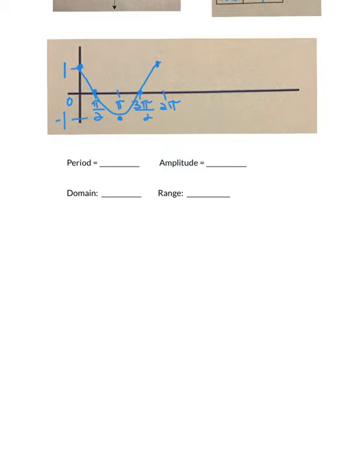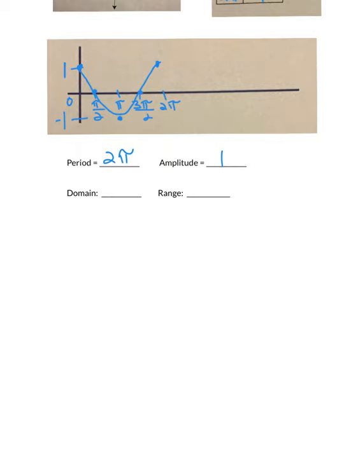Just like we did on the sine function, we're going to talk about these characteristics of the cosine function. The period: how long did it take us to get through one cycle of this function? 2 pi. The amplitude, the highest and the lowest we went, was 1.